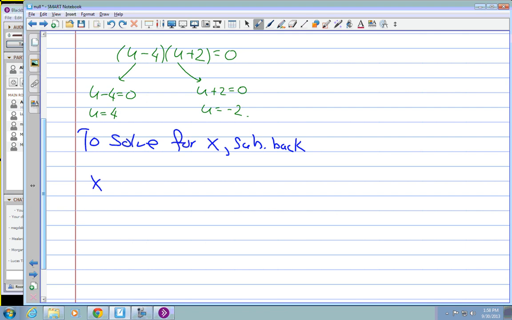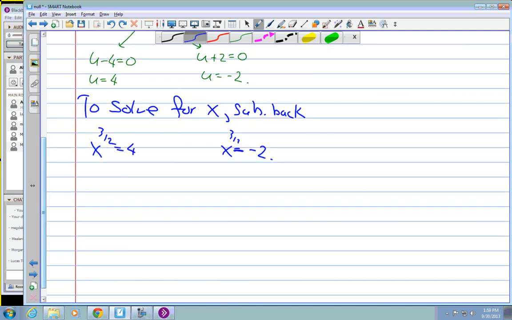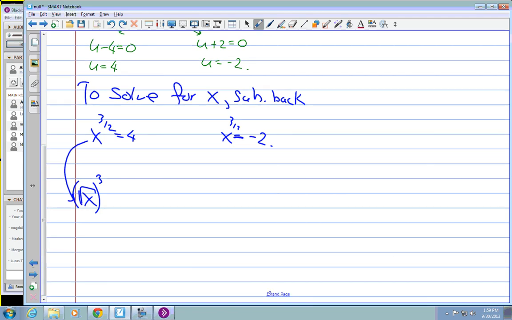And you'll get x to the power 3 halves equals 4, and x to the power 3 halves equals negative 2. And then we're going to try to solve those two equations for x. That's exactly right. Very good. So what she's saying is that the power 3 halves is really the square root of x cubed. That's what power 3 halves really means, and it's really good if we remember that, because it will help us.